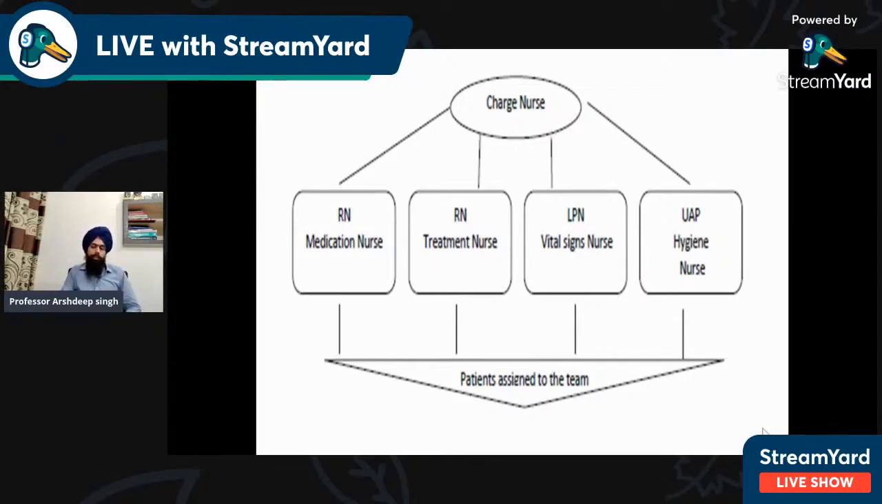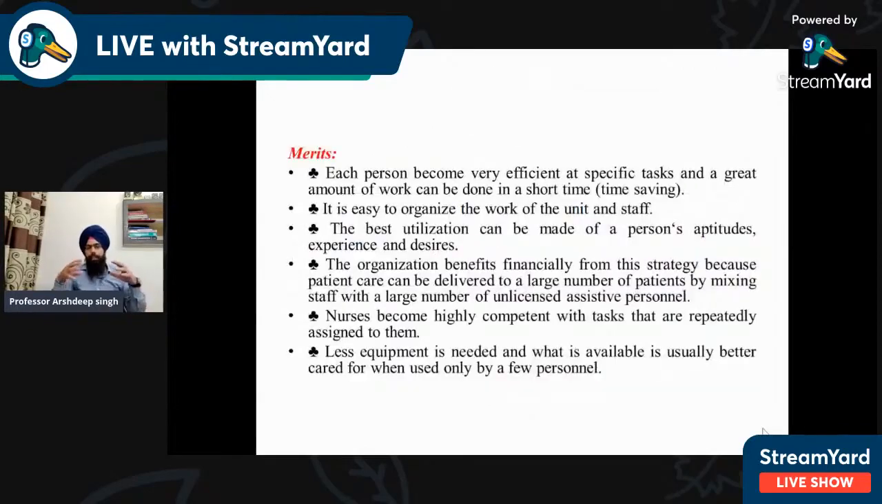And last is the UAP, the hygiene nurse, who has to perform bed care, bed bath, catheter care, or any other type of care, the maintenance of the hygiene of the patient. So it is a teamwork on a single patient.